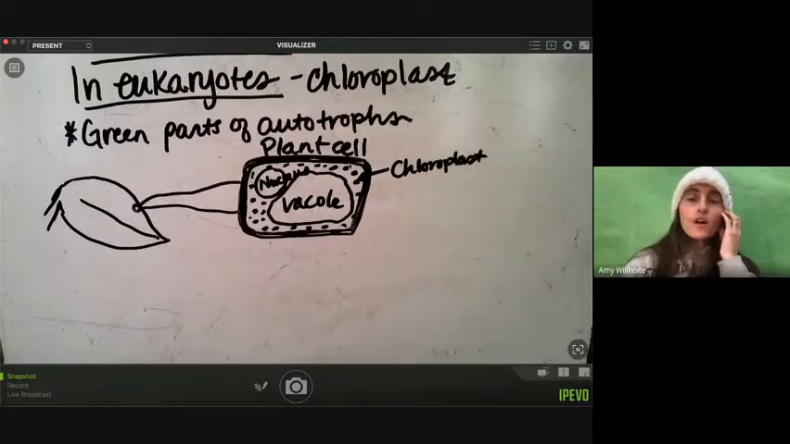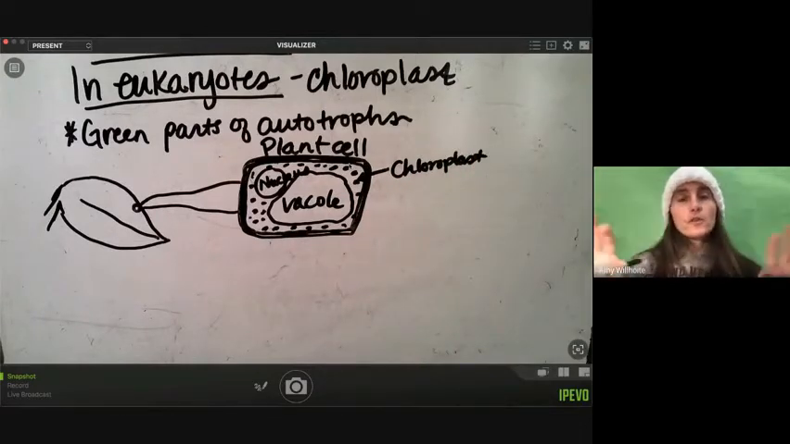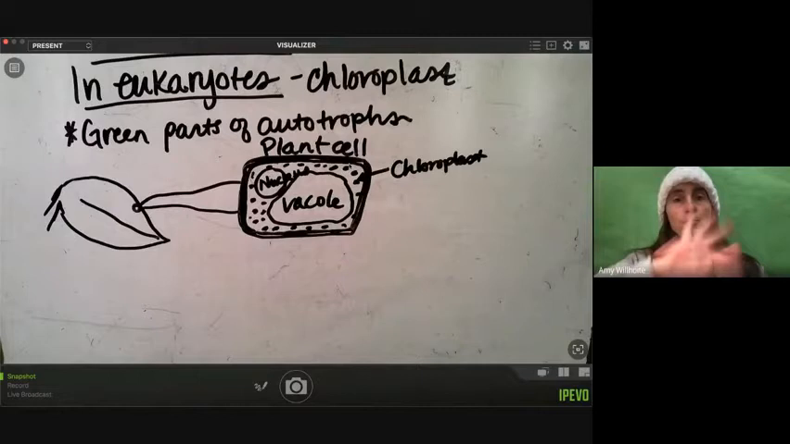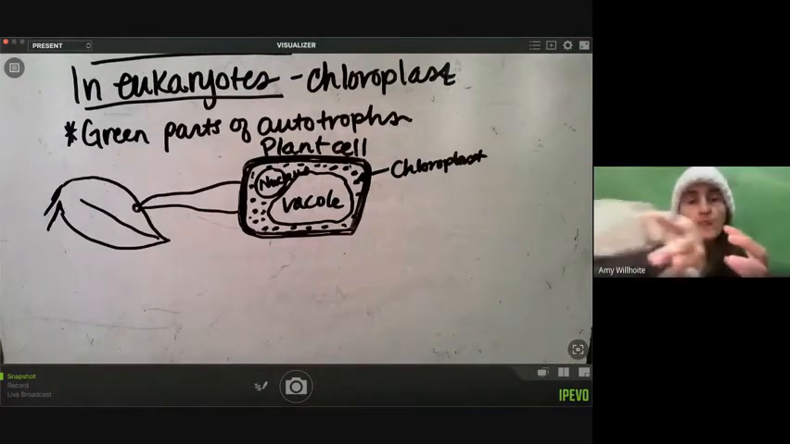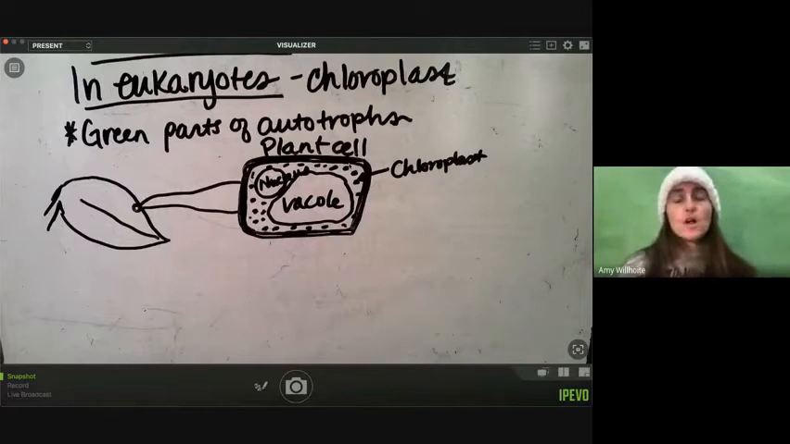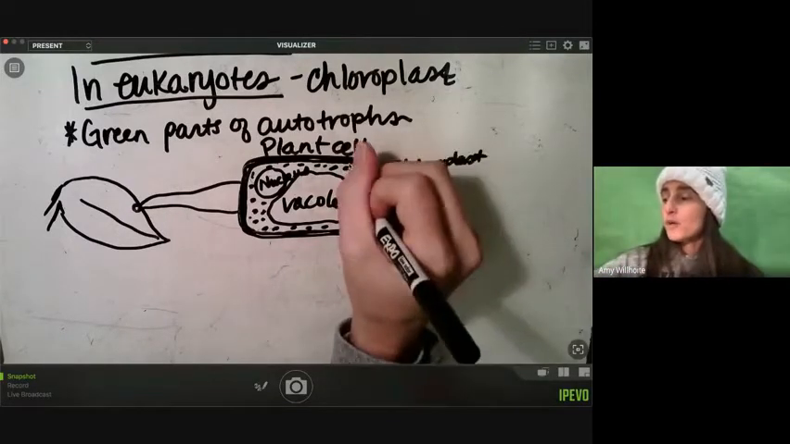They do something called streaming, and they move. Actually, if you get really lucky when you're looking under a microscope, you can change the light to one side and you'll see all the chloroplasts just move over to where that light source is coming from. Super cool. But what they're trying to do is collect as much light as they can. Okay, so we're going to zoom in on one of these chloroplasts.